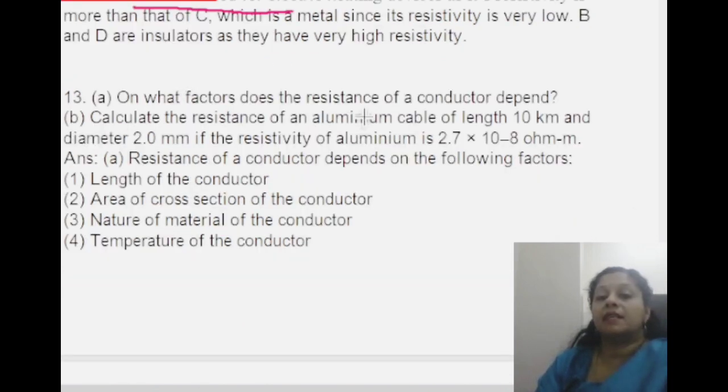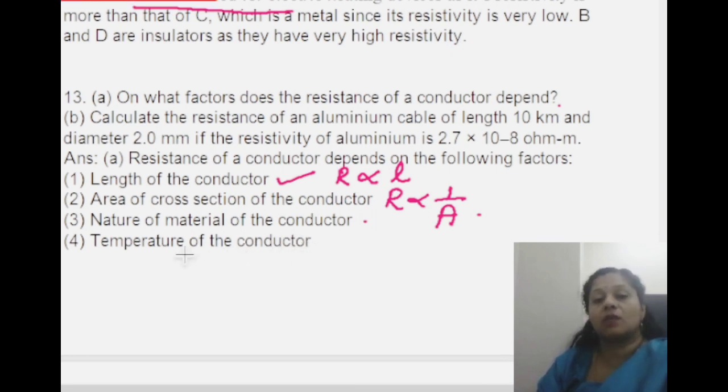On what factors does the resistance of a conductor depend? The resistance of a conductor depends on the following factors. First, the length of the conductor. We know resistance is directly proportional to length. Area of cross section, resistance is inversely proportional to area. Nature of the material of the conductor, that is resistivity, and the higher the resistivity, the higher the resistance also. Then the temperature of the conductor. As temperature increases, resistance will also increase.